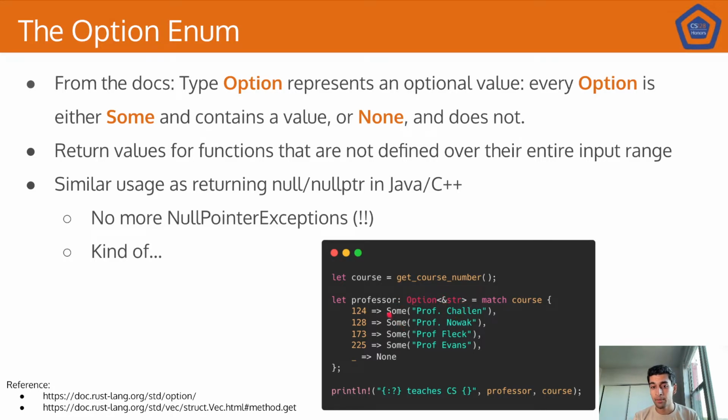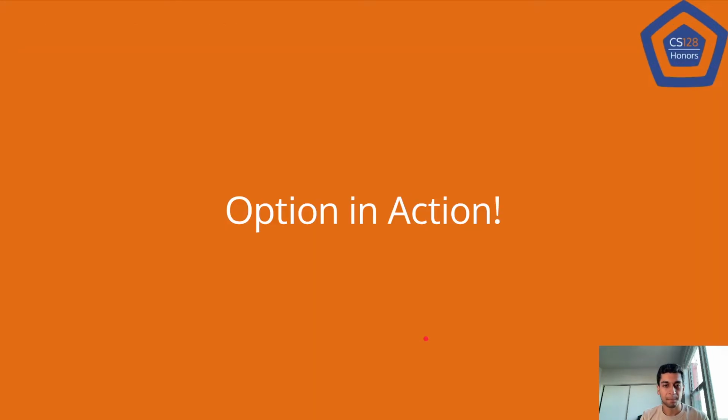Whenever we see the Some variant, that value is of type &str, a string literal. Whenever it's None, there's no value inside it. So this gives us a whole lot more meaning rather than just an empty string, and it helps make your code easier to read. Okay, let's see Option in action.